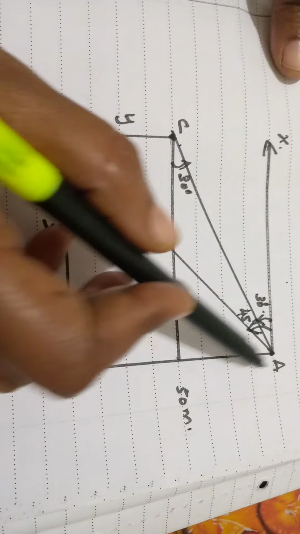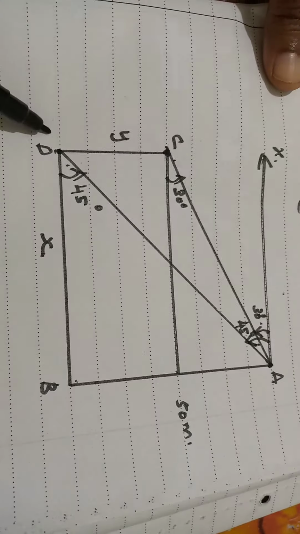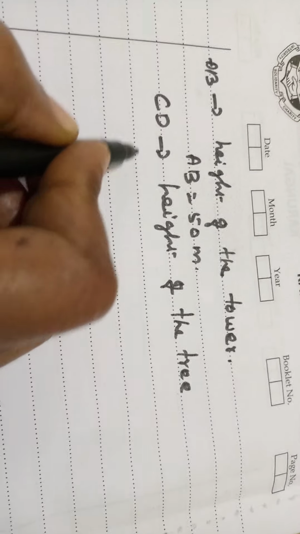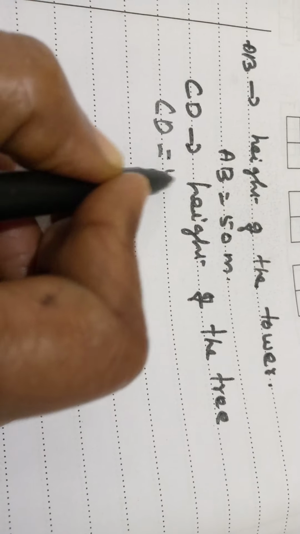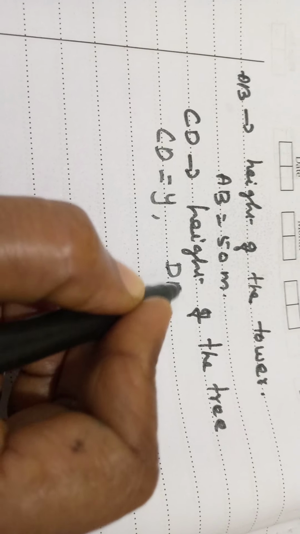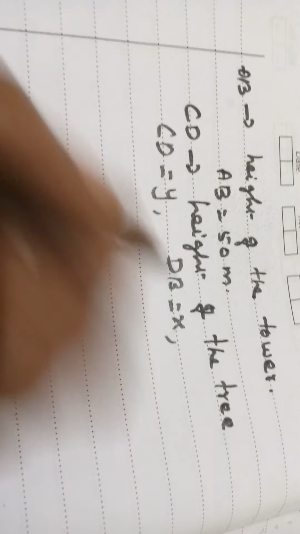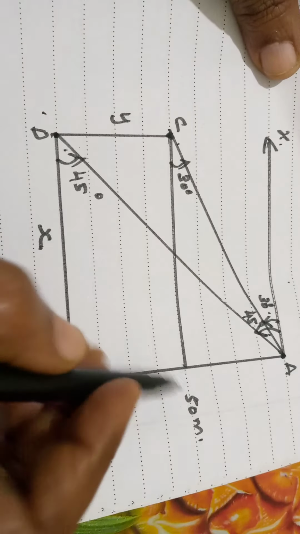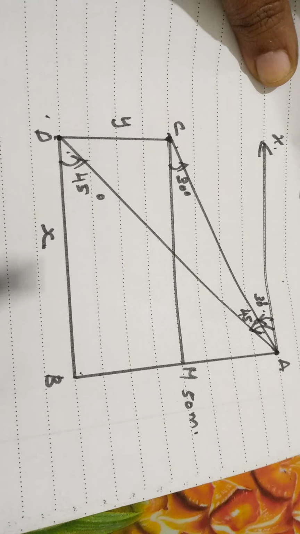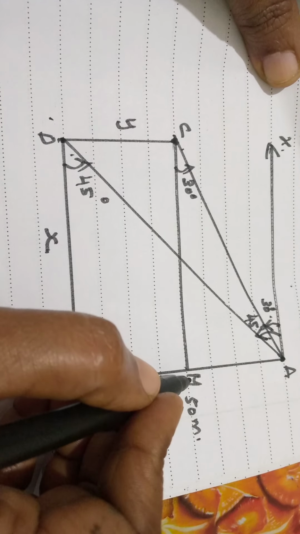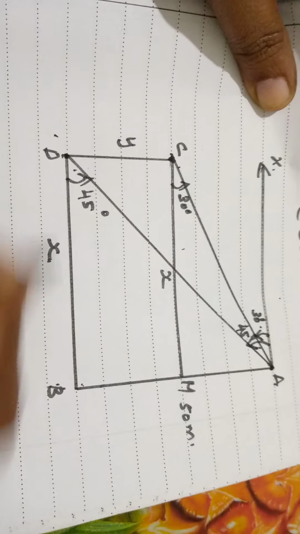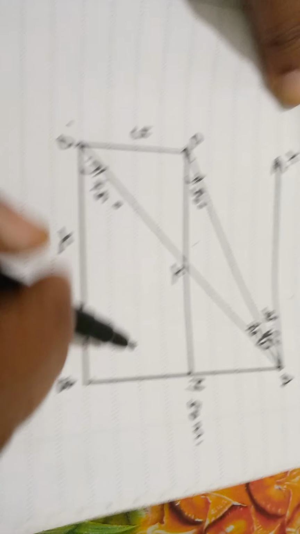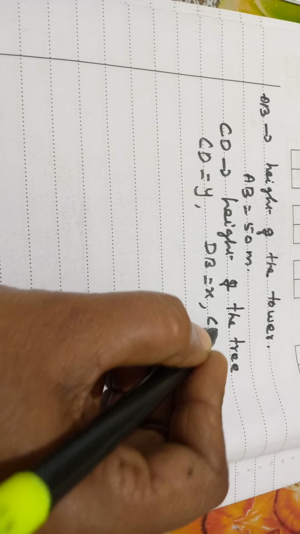So see the diagram. AB is the tower, 50 meter given. CD we have taken as the tree, that only we have written. Now let us take CD equal to Y. This one only we have to find out. So DB equal to X. DB X means CM. This one let us name it M. If DB is X, CM also will be X. These both distances will be equal. So CM also can be written X.